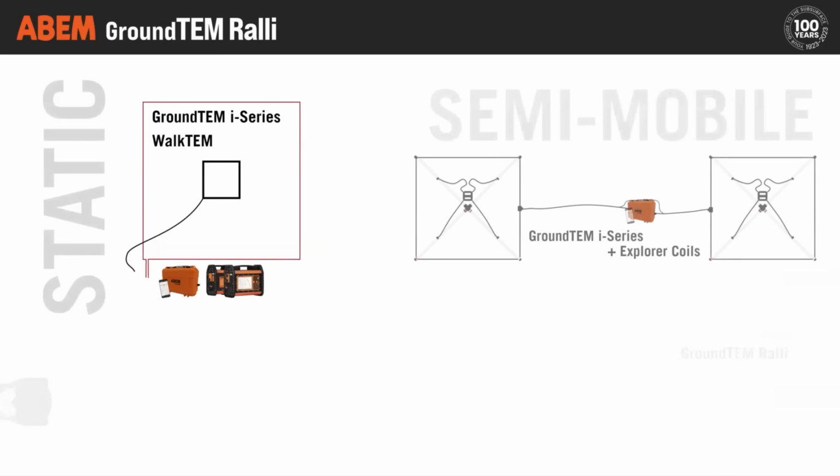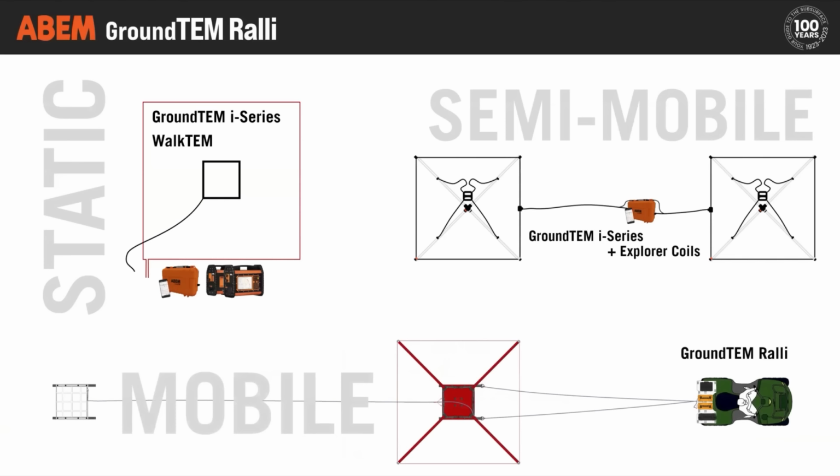So our lineup comprises static systems such as the GroundTEM I series and the WalkTEM 2, semi-mobile systems, which would be the GroundTEM with the Explorer coils, these lightweight carry frames where you would take a measurement still in a static position, but you can just pick the whole lot up and move to the new sounding location without having to draw in all of the transmitter loop and the receiver coil and then move to the next location, then lay them back out again. So those are permanently fixed transmitter and receivers on carry frames, and two people can carry that across the landscape relatively easily. And now, of course, we're adding this mobile system, the GroundTEM Ralli.